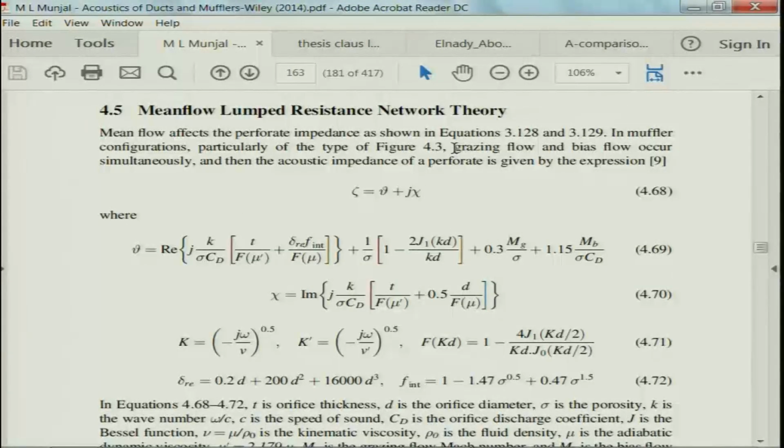So, another impedance expression which has been used quite popularly since the last several years is the one by Elnady and others. That expression has been used in several investigations and takes into account both the mean grazing flow and the mean bias flow, and this is the expression that is here. So, this zeta is given by nu plus j times chi.